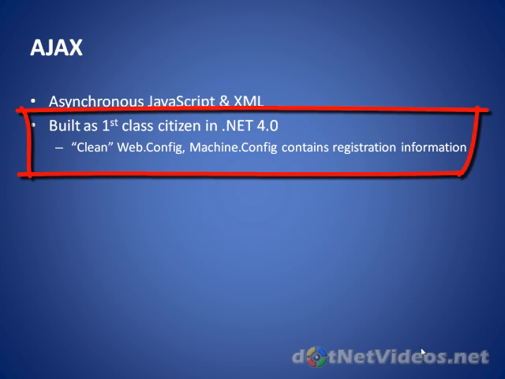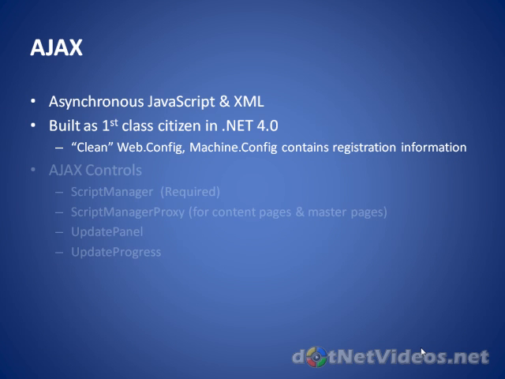You'll notice the very clean web config files. Much of the registration information has been pushed down into the machine config for this. In an upcoming video, we're going to get into additional things you may install, like extenders with the AJAX control toolkit, which is a shared or open source project by Microsoft on Codeplex. But much of the AJAX stuff is just built in. Your ASP.NET web apps are just going to be AJAX ready out of the box with 4.0.